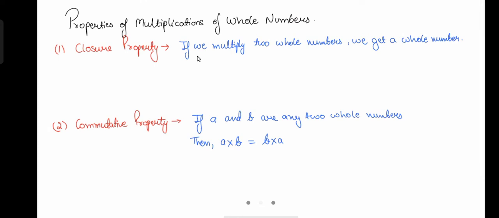What is a whole number? It starts from 0 and moves till infinity, like 0, 1, 2, 3, 4, 5, 6, like that till infinity, but it does not include any negative number. It starts from 0, 0 is also included, and goes on.